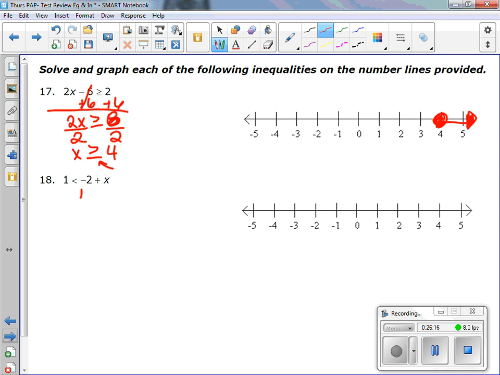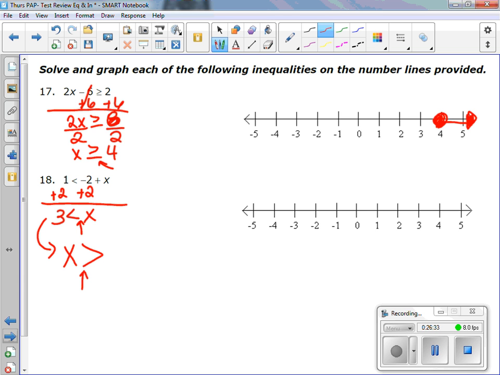On the next one, I need to get rid of the -2. That gives me 3 is less than x. This is kind of written in the wrong direction, so I'm going to put x first. Notice how the big side of the sign is pointing towards the x? That means the big side of the sign needs to be pointing towards the x on this.